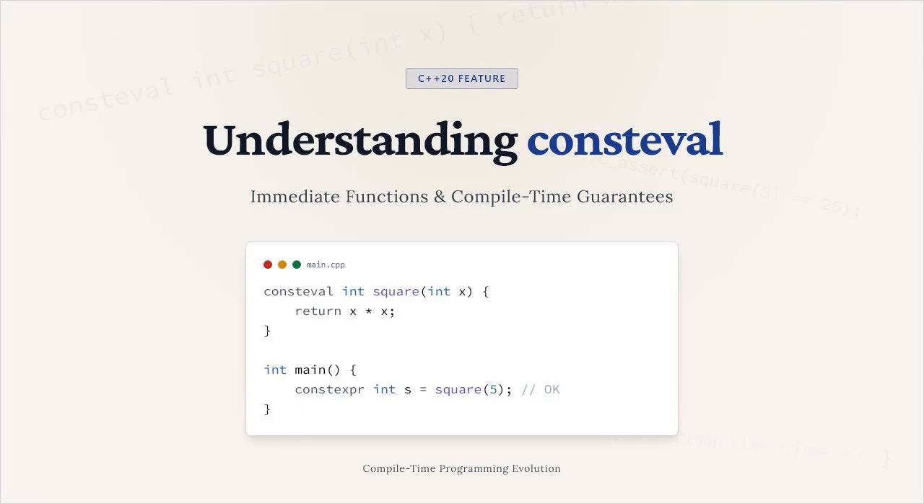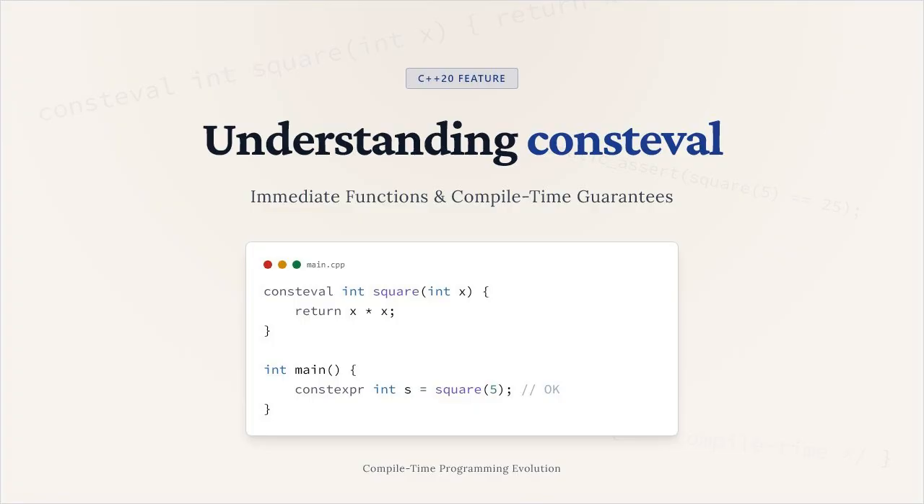Welcome to this comprehensive presentation on understanding consteval in C++20. Today, we'll explore this important feature that was introduced in the C++20 standard, which provides developers with a way to guarantee compile-time evaluation of functions. Consteval represents a significant evolution in C++'s compile-time programming capabilities, offering stronger guarantees than the existing constexpr keyword.